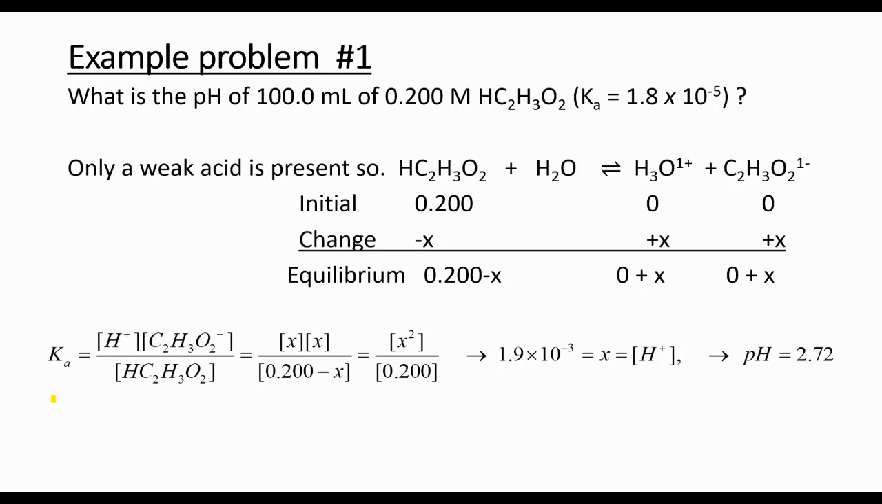X times X over 0.2. X is really small, so you can just leave it as 0.2. You get X to be 1.9 times 10 to the negative 3. I didn't show it here, but the pH would be the negative log of that 1.9 times 10 to the negative 3. If you did that, it's 2.72. If you want to save time and not write pH equals negative log of whatever, I'm cool with that because I know you're just typing it on your computer. But if you want to write it out, I'm cool with that too because I love it when you show more work. It's getting really busy, so I didn't show it on this particular slide.